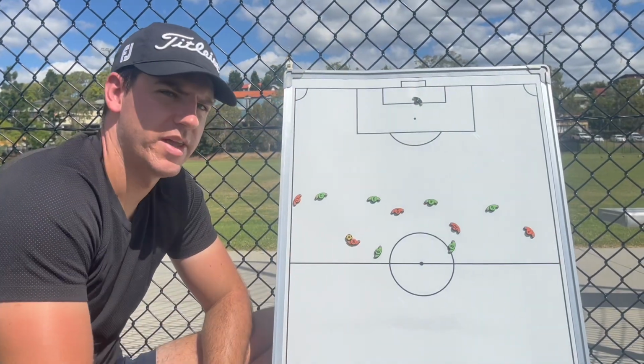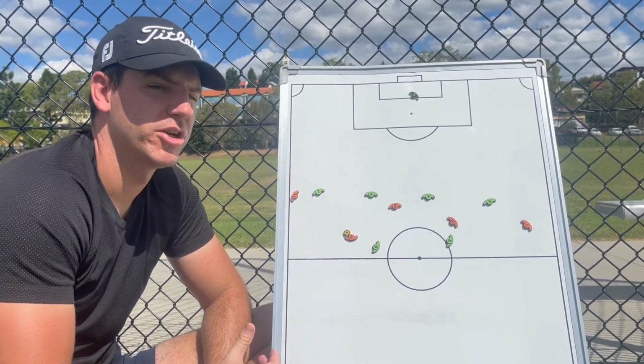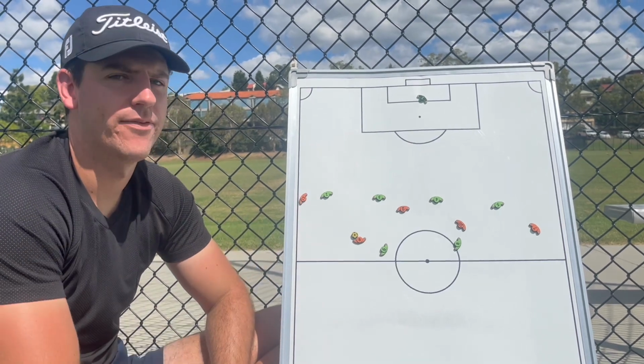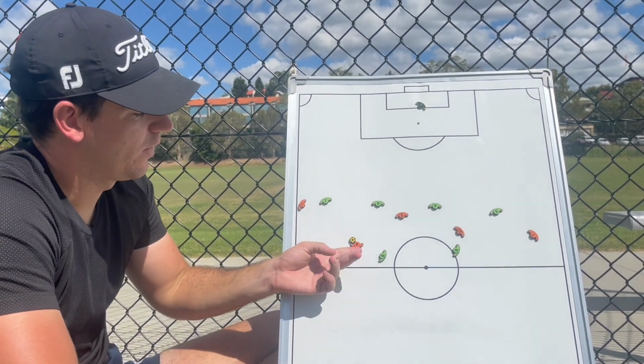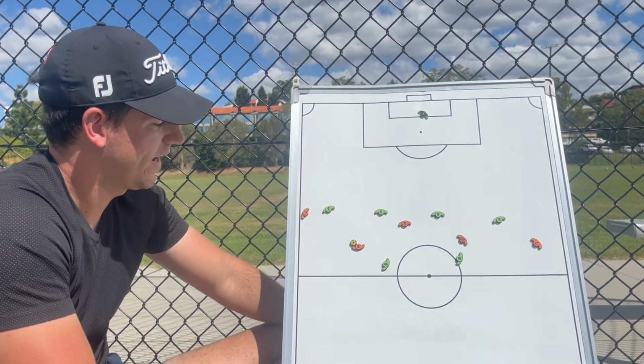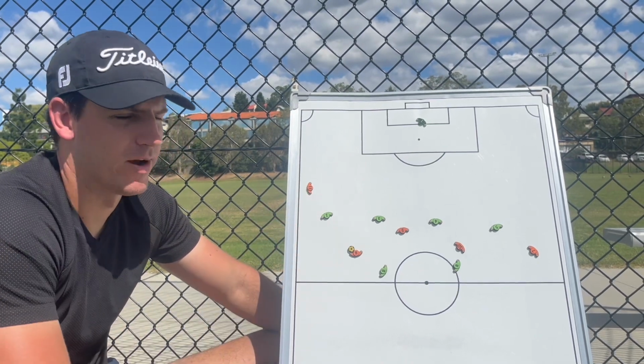So if we're looking to attack that space in behind, as the number 8, if you've got that much space, your role here is to look to influence one of the back four, okay? So if we're looking to drive here to influence the fullback, our number 11 should be able to look to make that run in behind.